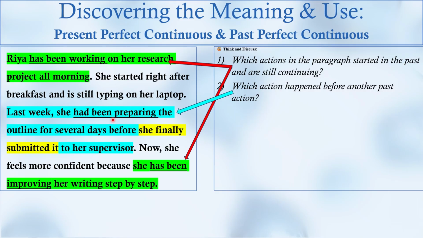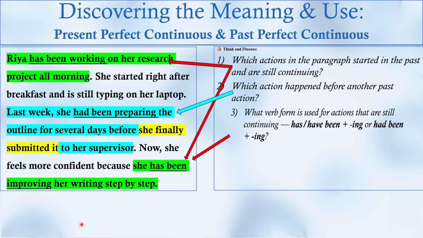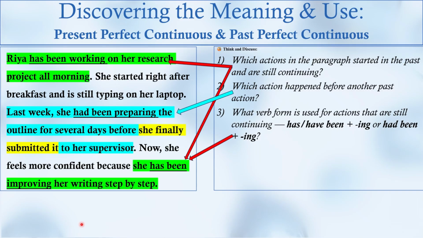Notice that the second clause, she finally submitted it, is in the simple past, showing what happened later. Next, pay attention to the verb form we use for actions that are still continuing. We use has or have plus been followed by the ing form of the verb to talk about actions that started in the past and continue now. That's the present perfect continuous form.